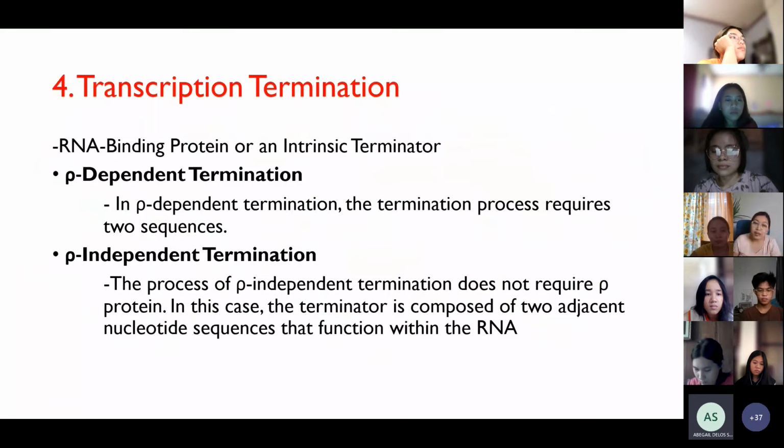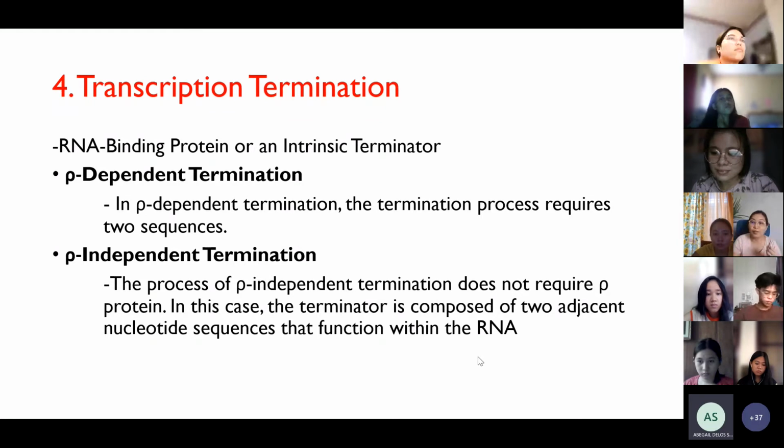What about transcript termination? Transcript termination is done either by an RNA binding protein or an intrinsic terminator. Of course, in the natural order of things in the world, there needs to be something that says stop. There needs to be something that would inform you to stop if you need to stop. If there is something that tells you to start, we also have that.